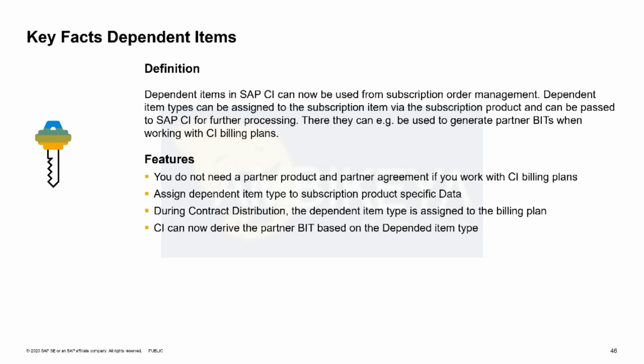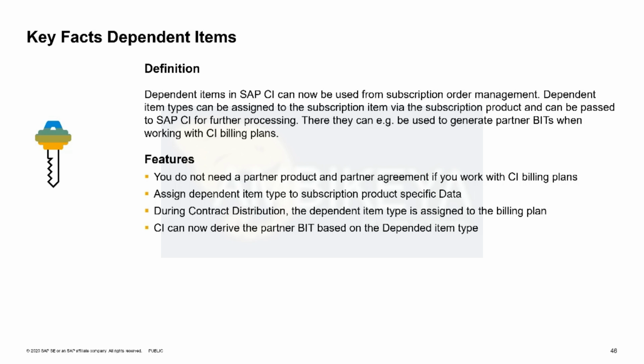When you have set up your rules for dependent items and the customizing of convergent invoicing, you will receive such a dependent item type. And this one you can assign to the subscription product specific data. And then in our Fiori app, when the contract distribution is done, the dependent item type is just assigned to the billing plan. So this is once more a feature which is strongly working together with the billing plan, and the recurrent charge is also there.